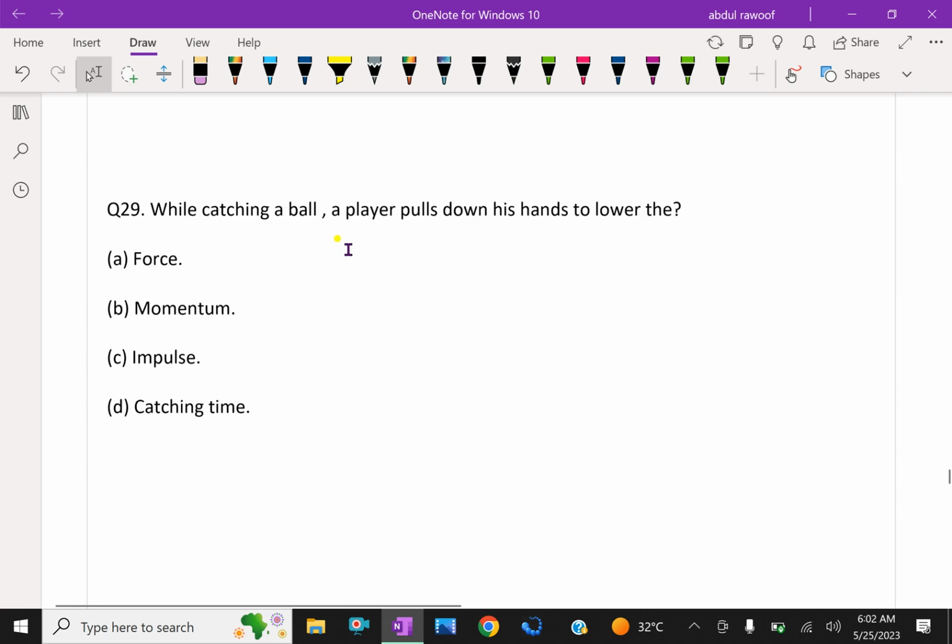While catching a ball, a player pulls down his hand to lower the force, momentum, impulse, catching time. When a player catches a ball, he lowers his hand to lower the rate of change of momentum. When the ball is coming fast, he has to move his hand back to reduce the momentum. Rate of change of momentum.